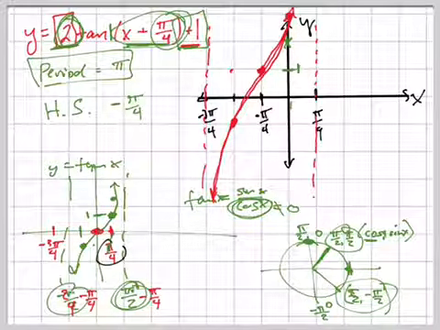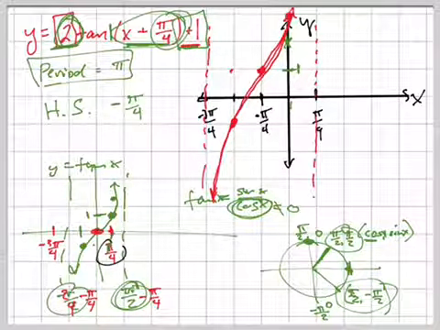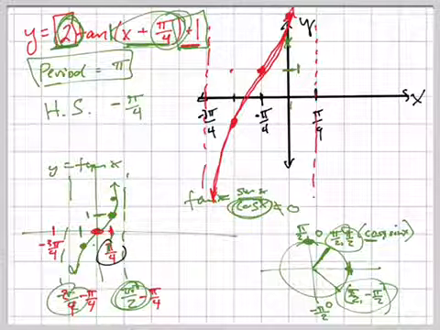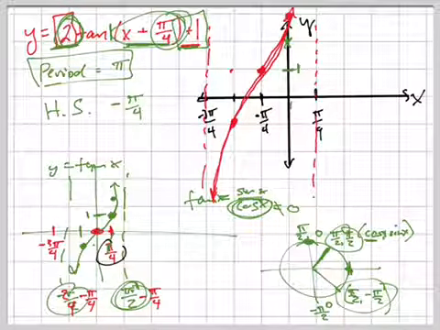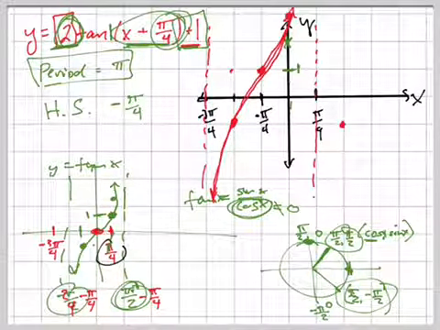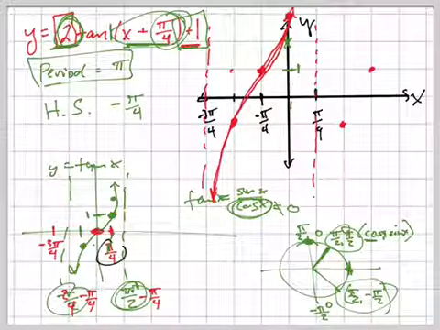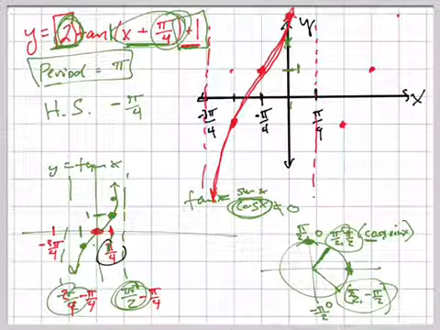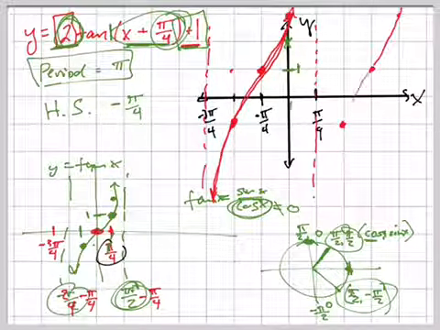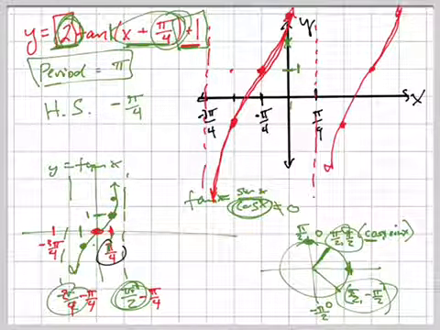All right, so that's how you graph a tangent. And then, of course, it's going to repeat. It's going to come over here and do the same thing over here. So this point's going to be here, this point will be here, and that point will be up there, and the same thing's going to happen over there. Okay.